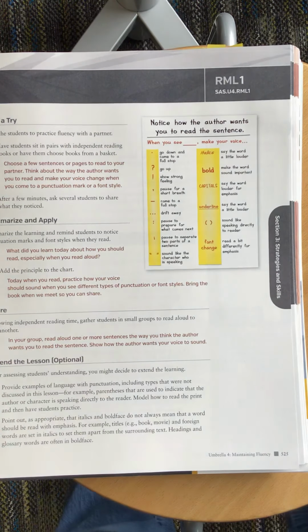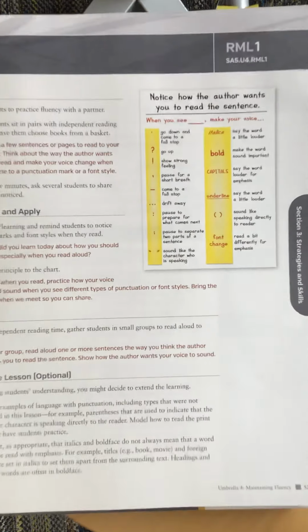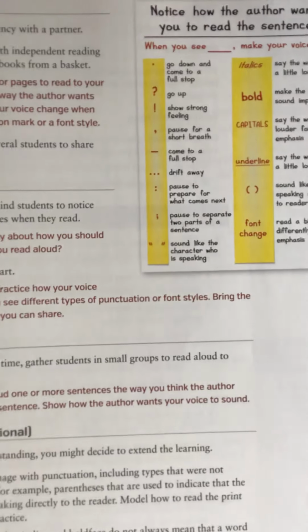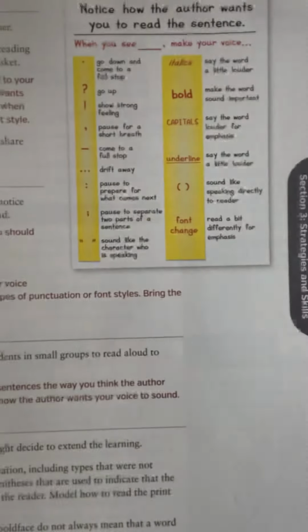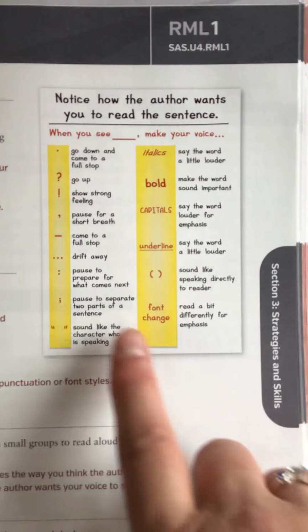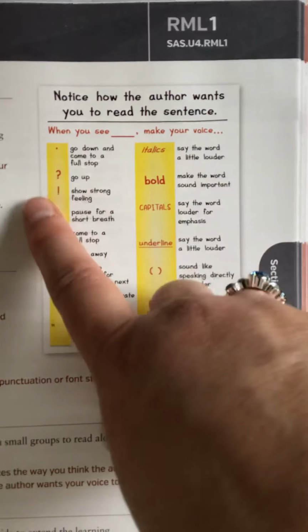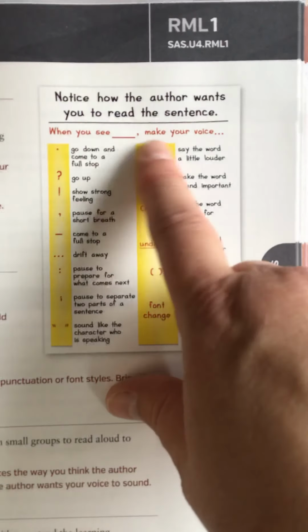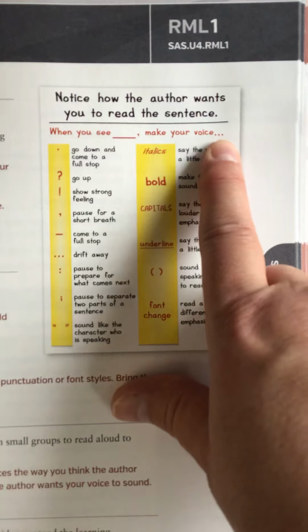All right, so the author puts in lots of clues to let you know how you should read that book when you're reading out loud. So here are some examples of what the author does with punctuation and font. Let's see if I can get this adjusted. All right, so when you see a certain punctuation mark, make your voice, and then there's that ellipsis.